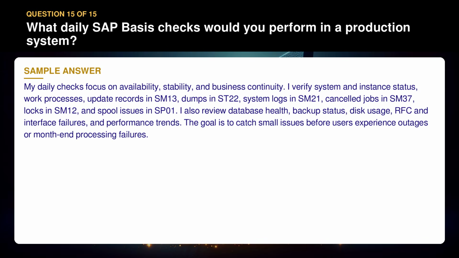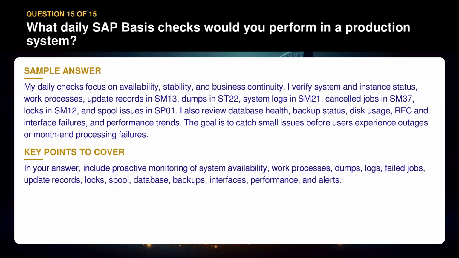I also review database health, backup status, disk usage, RFC and interface failures, and performance trends. The goal is to catch small issues before users experience outages or month-end processing failures. In your answer, include proactive monitoring of system availability, work processes, dumps, logs, failed jobs, update records, locks, spool, database, backups, interfaces, performance, and alerts.